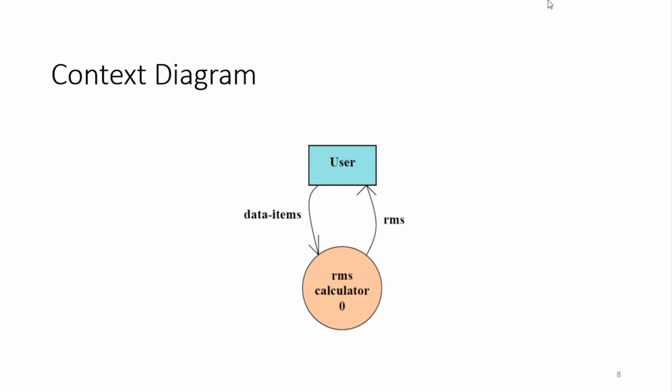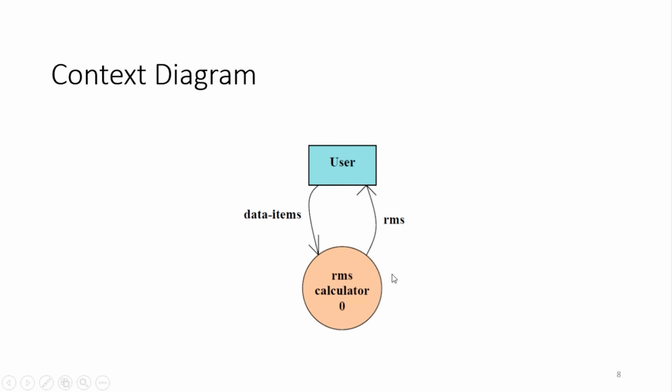We can represent it using one process, the RMS calculator, and zero represents that this is the level 0 diagram, the context diagram. We will see in detail how to do this numbering. There is the entity user, and these are the data flows, with the data flow names we are giving to the data items from the user to this system.